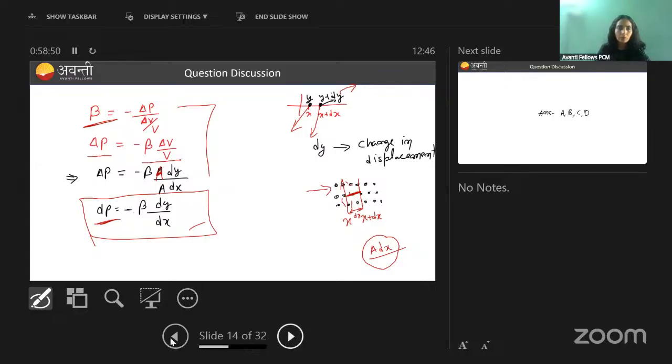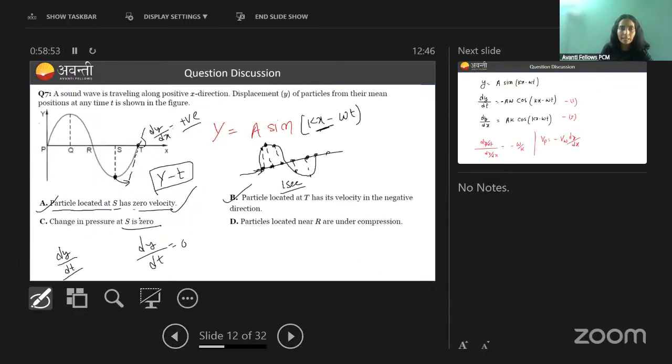Now you check these things. So change in pressure at s, dy by dx is 0. So yeah, s is 0. Particles located near R are under compression. Look at point R carefully. What is the slope here? Slope is this. So this slope is negative.